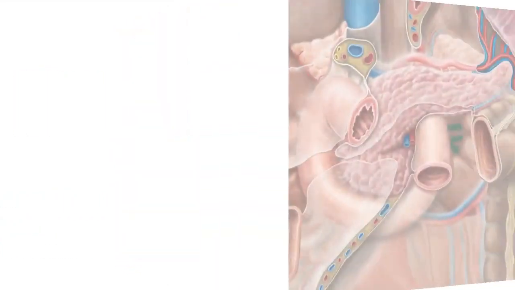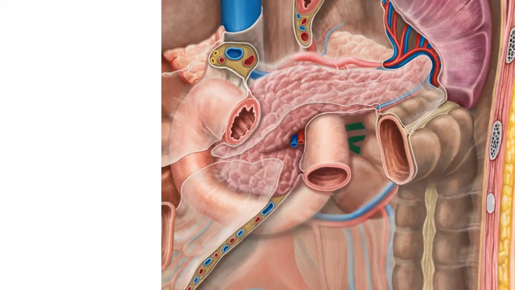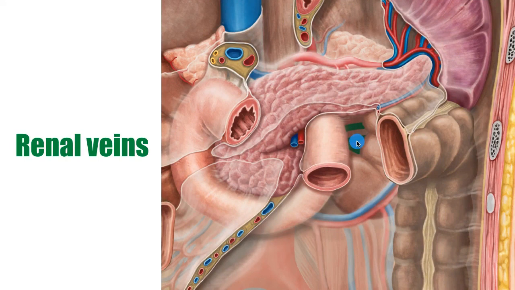The final veins that we can see when we look at the kidneys in situ are of course the renal veins. Here we can see part of the left renal vein. It drains the left kidney and carries blood purified by the kidney to the inferior vena cava. There's also a right renal vein, but our view of it is obscured by the duodenum. It drains blood purified by the right kidney to the inferior vena cava.